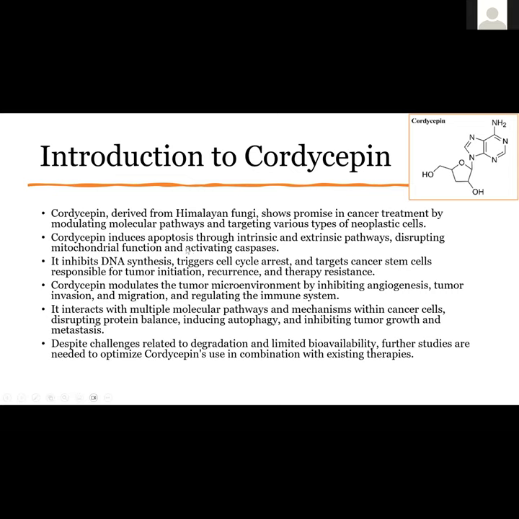And it has been shown to induce apoptosis through intrinsic and extrinsic pathways. It also inhibits DNA synthesis and causes cell cycle arrest in the cancer cell. Along with its anti-cancer effect, it can also cause immunomodulation in the cells.